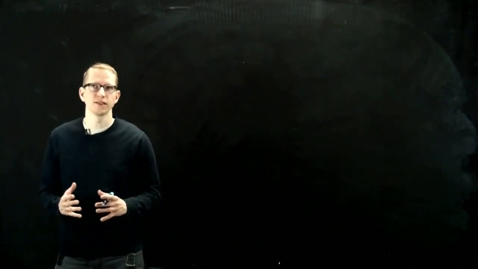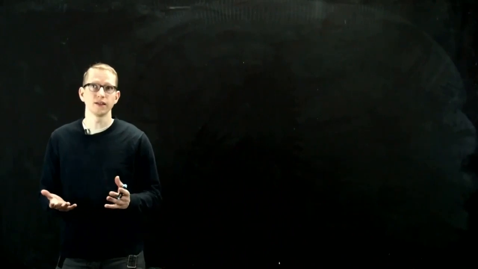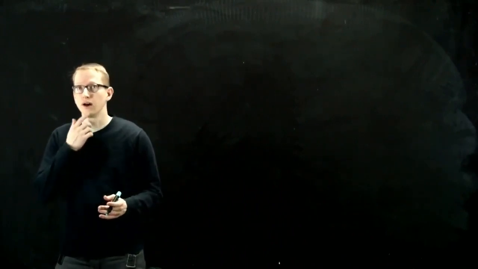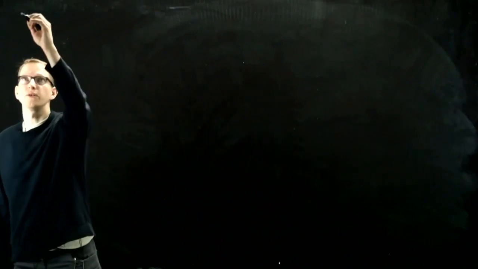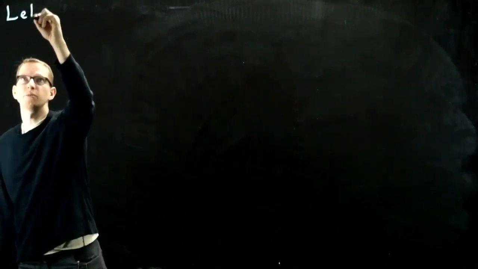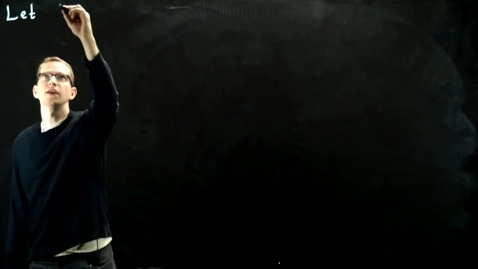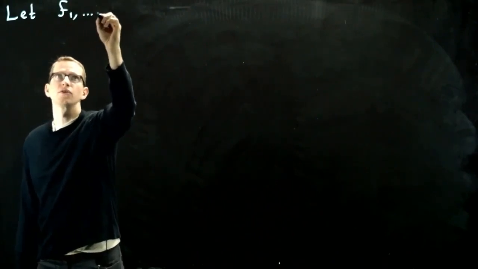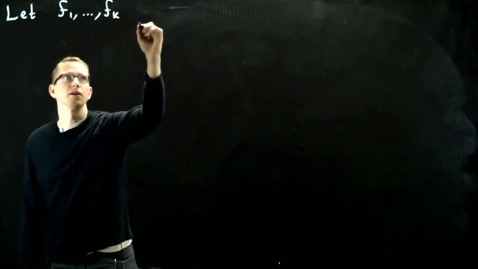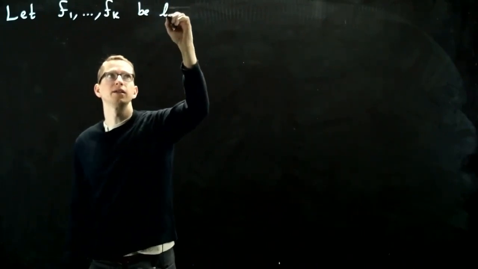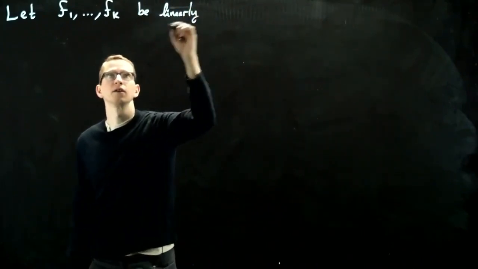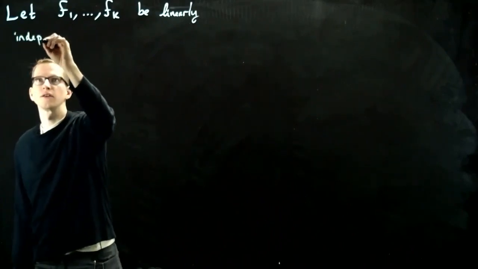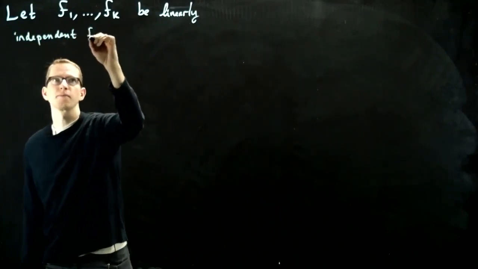In the next few videos, we're going to generalize the idea of linear regression from just straight line data fitting to linear regression in the sense that you can fit your data to almost any curve. And the way that we're going to do this is we're going to set up some notation, and we're going to let f1 through fk be linearly independent functions.